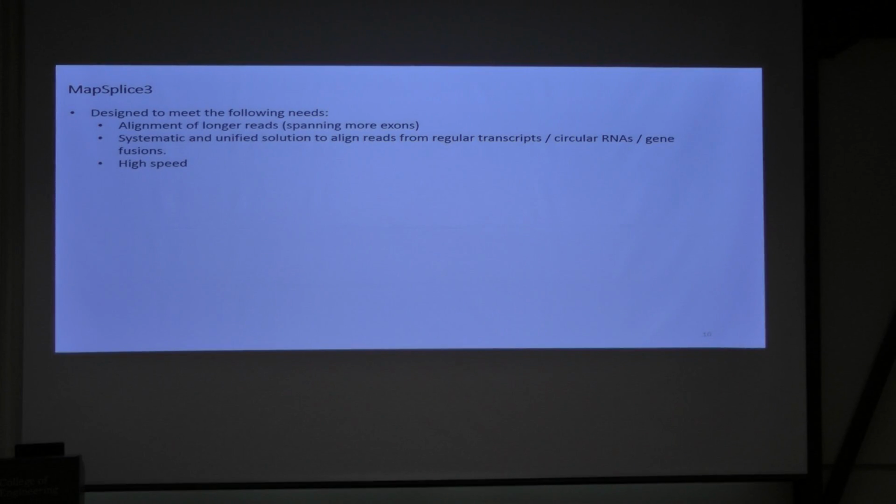Because of those limitations of the current aligners, we developed our new aligner called MapSplice 3. The goal is to meet the following three needs: the alignment of longer reads, a systematic and unified solution to align reads from different types of transcripts, and achieving the same scale of speed as the current fastest tools.